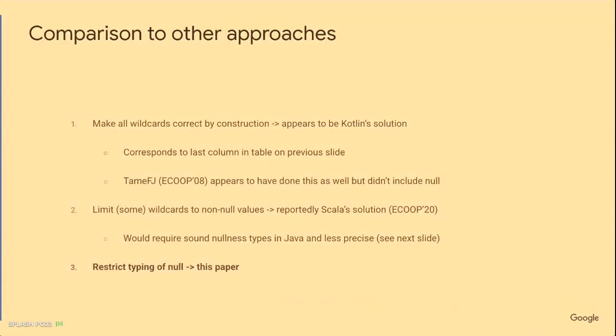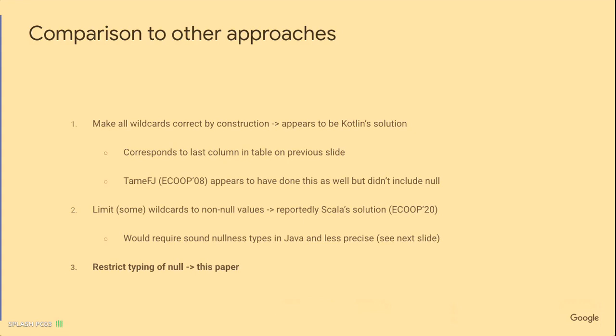OK, so I promised you would see this slide again. So here it is. There's a few approaches potentially to fixing Java's unsoundness. There might be more. One is to make all wildcards correct by construction. That seems to be what Kotlin does. And you saw in the table how that plays out in practice. You could also use nullness types, similar to Scala, I think.